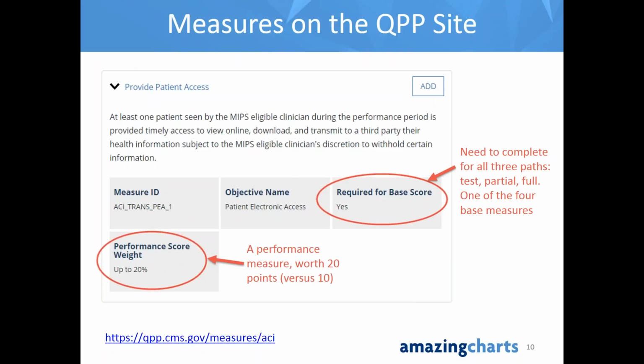In this case, we've clicked on and expanded the Provide Patient Access measure. Provide Patient Access is where you send a summary of care to the patient's portal within 4 days. Many of you are already quite familiar with this one if you've been participating in meaningful use, or even if you're not. Note that it is a base measure and also a performance measure. You can get extra points for doing more than the minimum of 1.